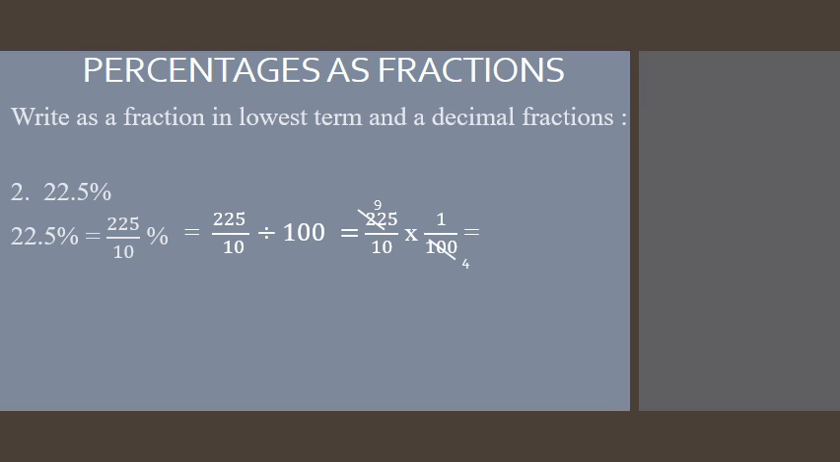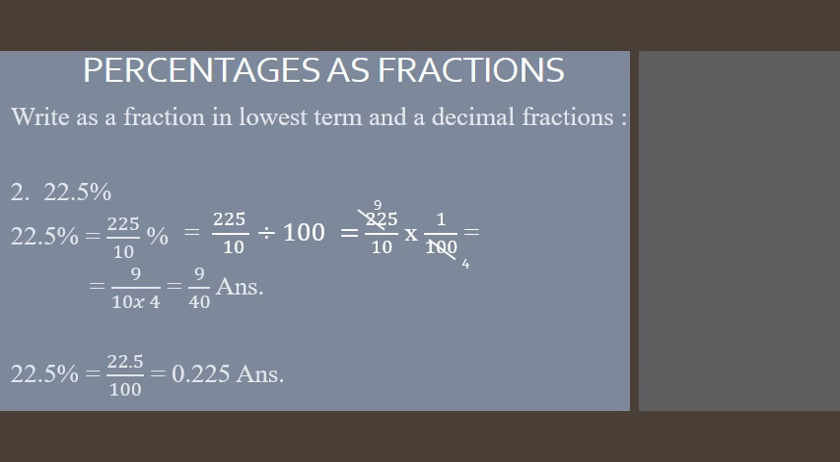Okay, so now what is left? In the numerator it is 9, and in the denominator it is 10 multiplied by 4. So our answer is 9 upon 40, and we cannot reduce this fraction further. So this is our final answer. Now let's come to the next part of the question, that is we have to write 22.5% as a decimal fraction. So let us see how we will do it.